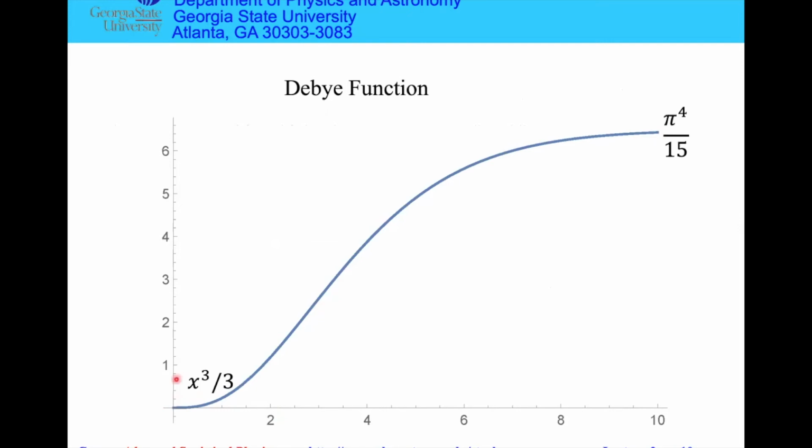So it starts as a cubic parabola, x cubed over 3. It has an inflection at a value of the argument on the order of 1. It changes its curvature and ends with a constant. At very large values it practically reaches this constant, which is pi to the 4th over 15.